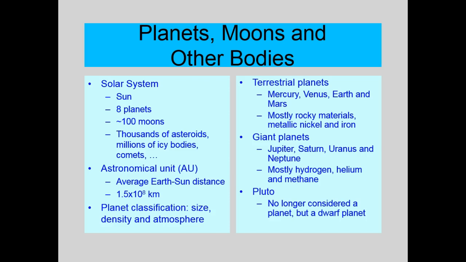So here they give it in kilometers, on average, 1.5 times 10 to the 8th kilometers. That would be 150,000,000, 150 million kilometers. Big number, okay? Now in miles, that would be about 93 million miles. That is 1 astronomical unit, okay?